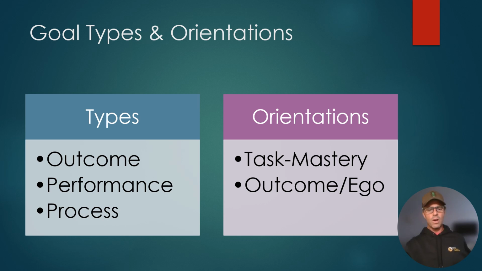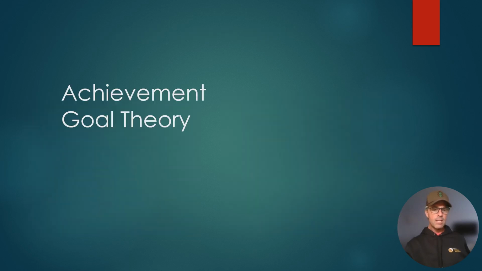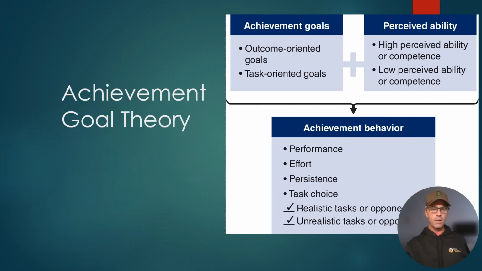Research indicates that task mastery goal setting is much better than outcome goal setting. So take a look at your goals and make sure that you put most of your emphasis on performance and process goals. Although outcomes are very important, they should not be the driving factor. Within the achievement goal theory, there are three components: the achievement goals, your orientation, and your perceived ability. Those added together will give you your achievement behavior.